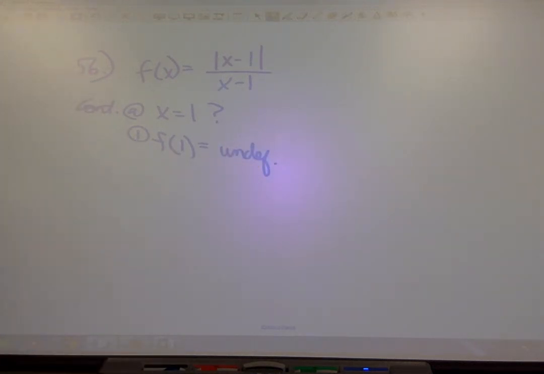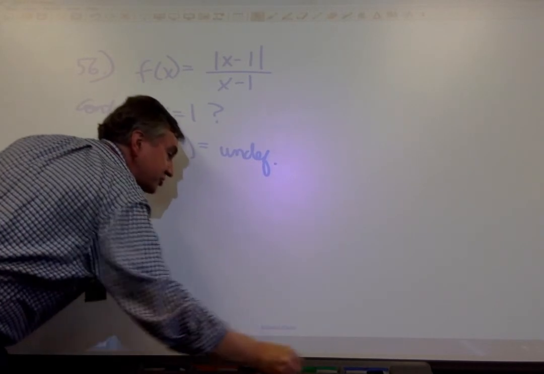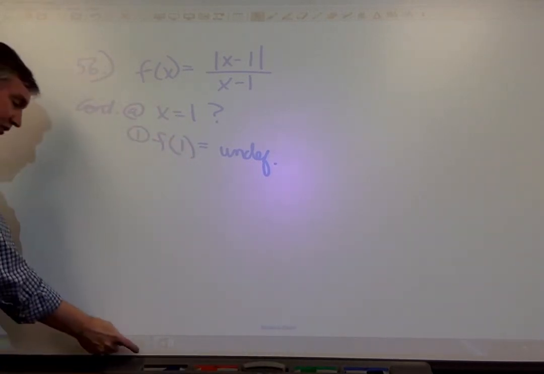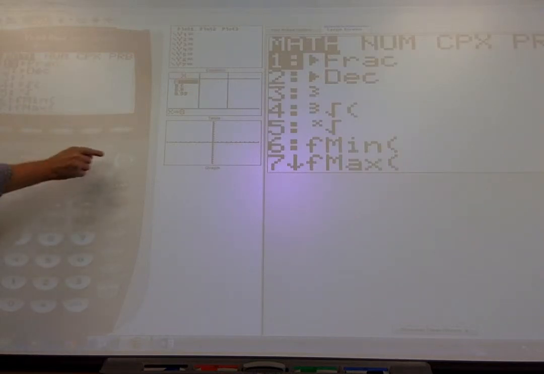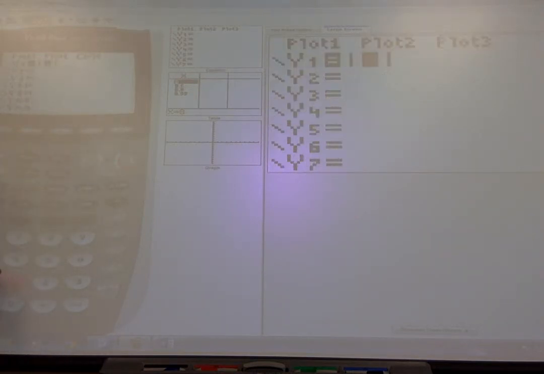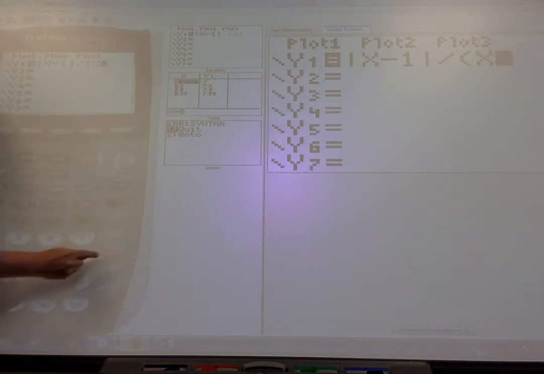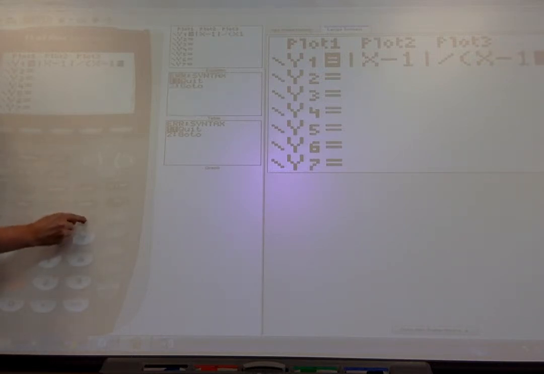Or even you could say indeterminate, right? If you graph that, I just want to show you what the graph would look like. If I were to graph that, absolute, remember how to get to that? Math, numerical, number 1, absolute value of x minus 1, and then come out of that, divided by parentheses x minus 1. Minus 1. There we go.